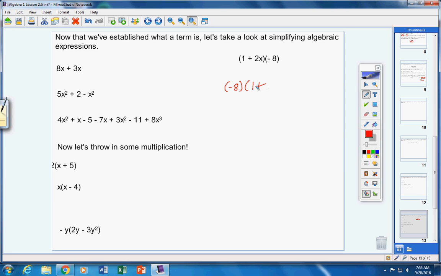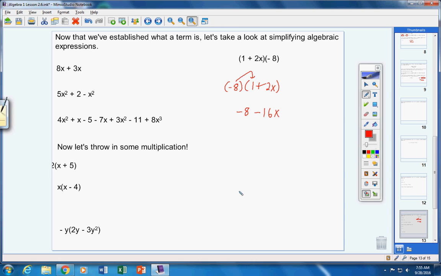You can do that, correct? You can switch multiplication around. 2 times 4 is the same thing as 4 times 2. That doesn't matter. Alright? So here we go. Now be careful with your signs. Notice I'm multiplying a negative. So a negative 8 times a positive 1 would give me a negative 8. A negative times a positive gives me a negative.